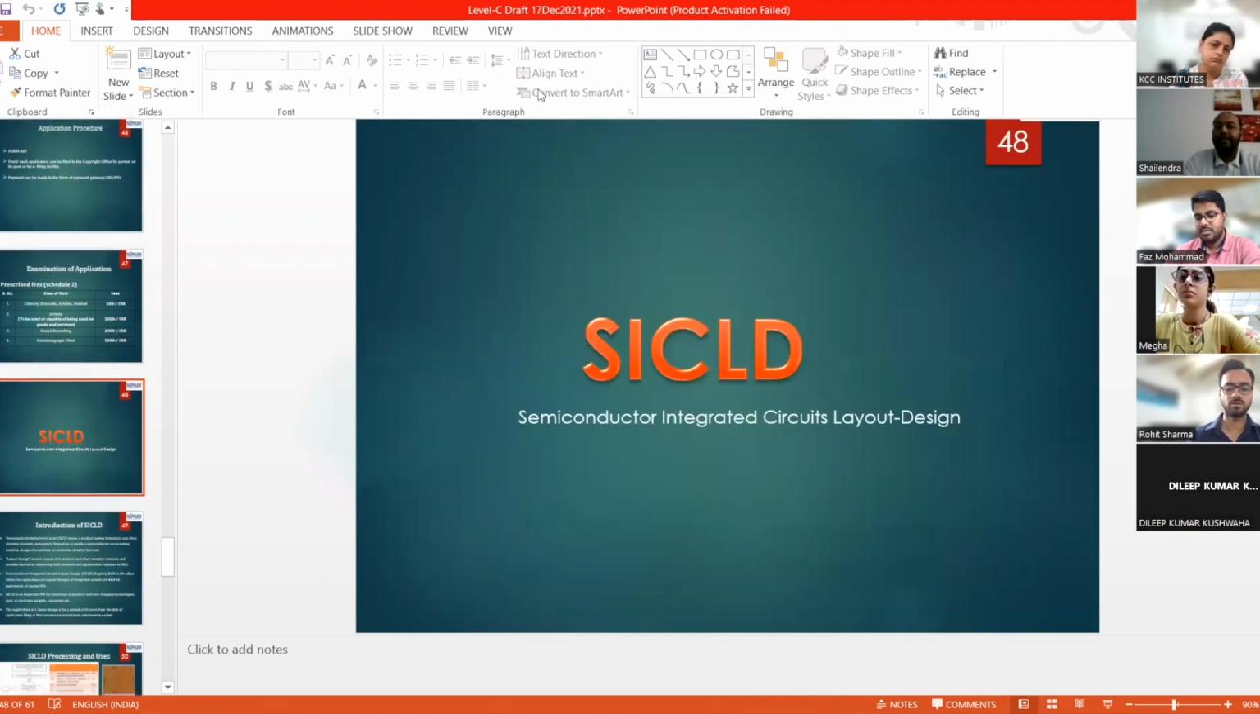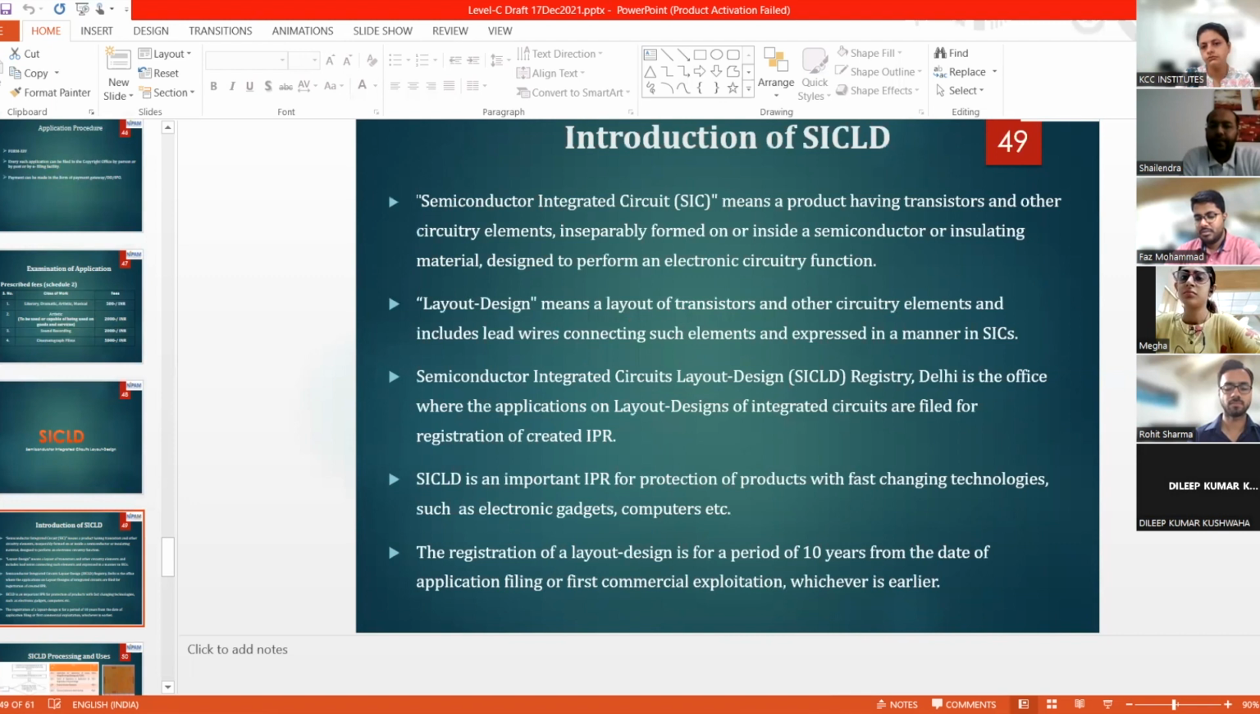Next is the SICLD. Has anybody ever heard the term SICLD in the past? Semiconductor Integrated Circuit Layout Designs. What is SICLD?